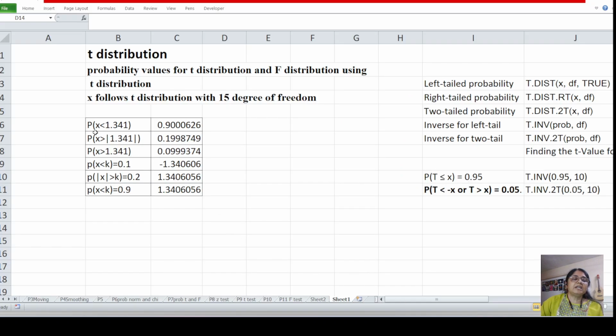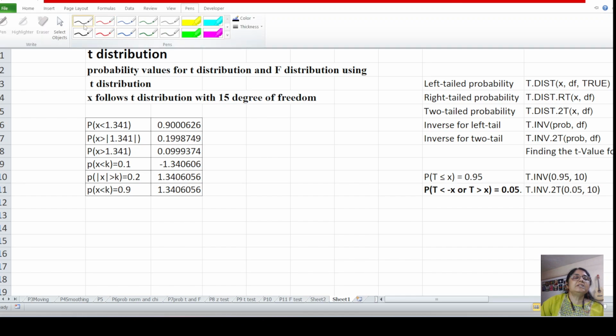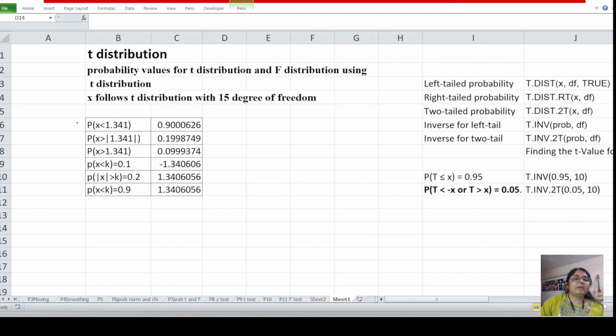So in the first case, it is probability of X less than or equal to 1.341. This answer I have already taken. We can see it is a left tail probability, so we have to find the left area. For that we will use Microsoft Excel.